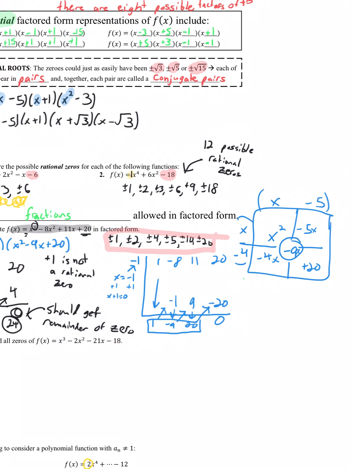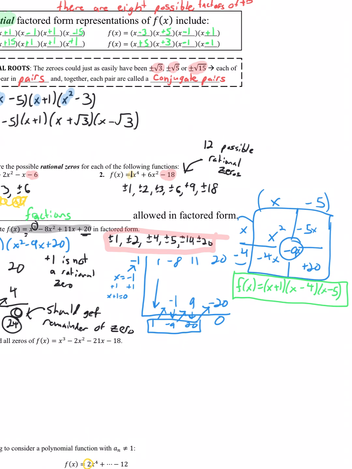So our final factored form for this problem then would be, the first one we found was x plus 1. And then the nice thing is these are already written in factored form for us, x minus 4 and x minus 5. All right, and there's our factored form.